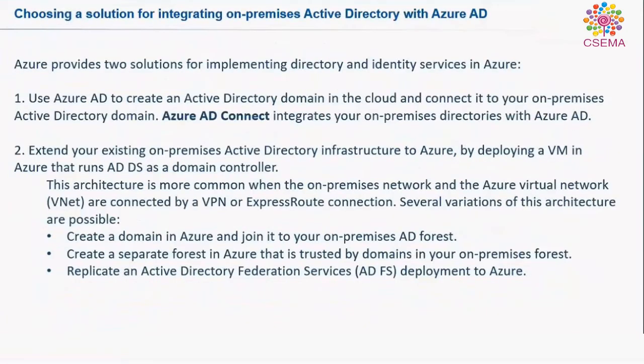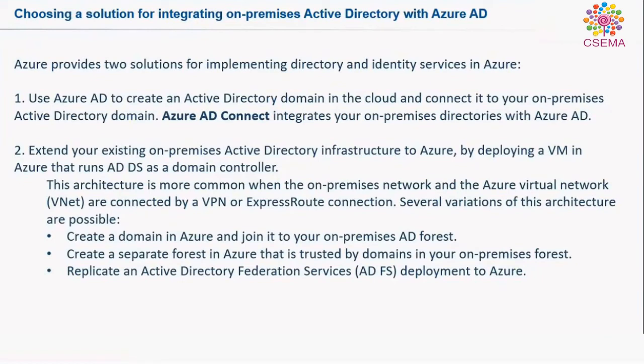There are two solutions for implementing directory and identity services in Azure. One is to use Azure AD to create an Active Directory domain in the cloud and connect it to your on-premise Active Directory domain. This is using Azure AD Connect, which integrates your on-premise directories with Azure AD. The other option is to extend your existing on-premise Active Directory infrastructure to Azure by deploying a VM in Azure that runs ADDS as a domain controller. This would require a lot of architecture changes.